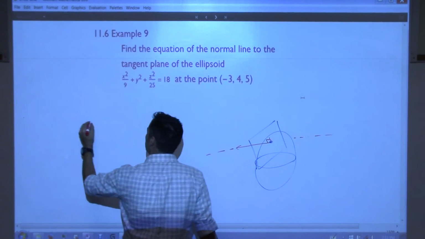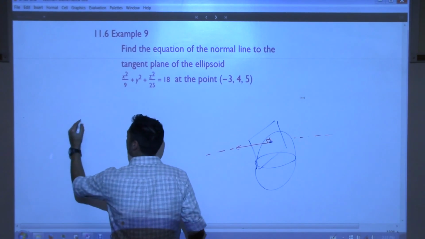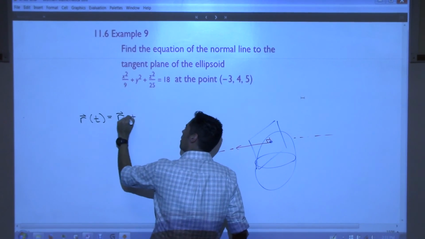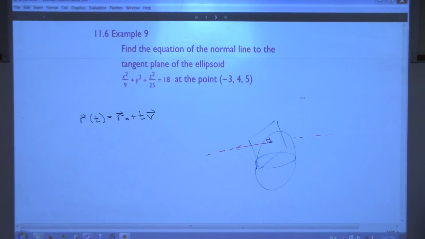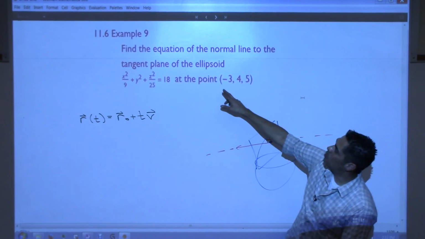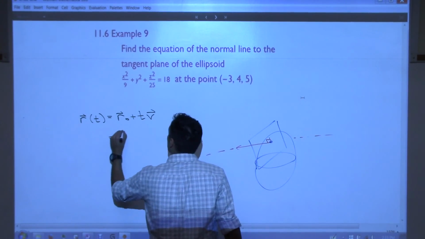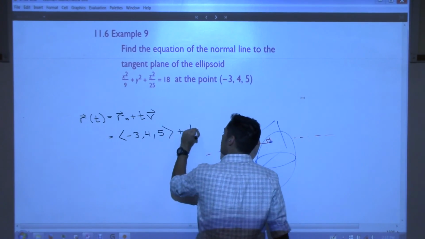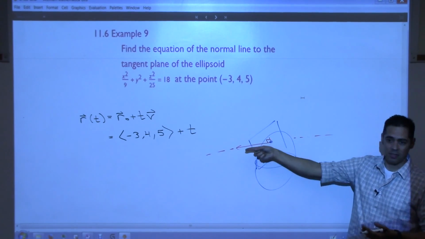So for that line, what did we use for lines? I forgot what we used for lines. R of t. Thank you. R of t equals R naught plus tV. Remember that? R naught is a vector that you create from any point on the line, which we want the normal line to go through. So that's going to be -3, 4, and 5, plus t times v, where v is the direction of the line, which we said is basically parallel to the normal of the plane.